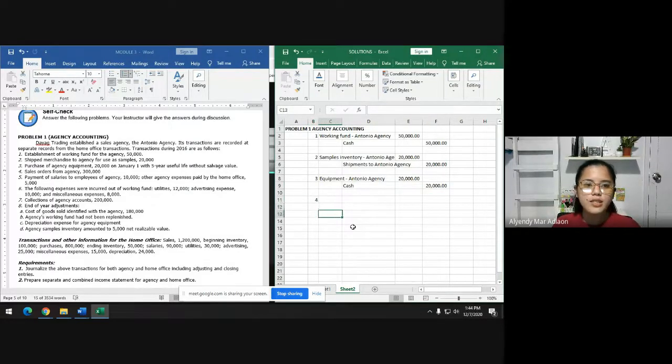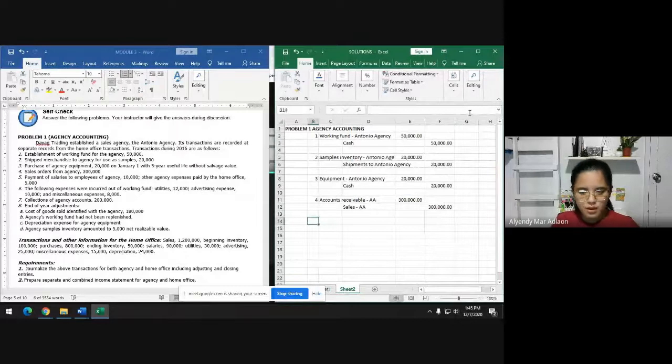Next, number 4, sales orders from agency, 300,000 pesos. Okay? Sales orders. So that would be sales, no? And if the problem is silent, we treat this one as sales on account. Okay? And we can also know that this is sales on account because here in number 7, you can see the collections of accounts receivable of the agency. So that means that this sale is accounts receivable. So debit accounts receivable. Do not forget to put Antonio Agency, and credit sales, Antonio Agency. That is 300,000.